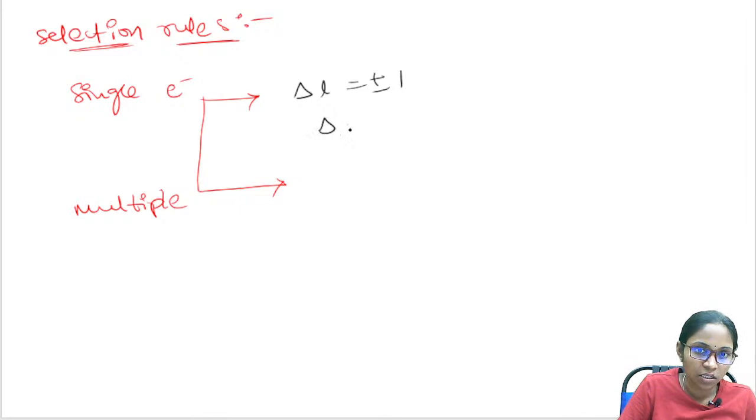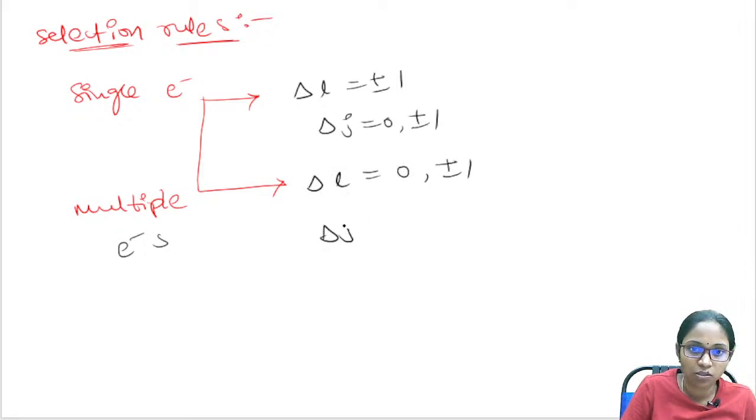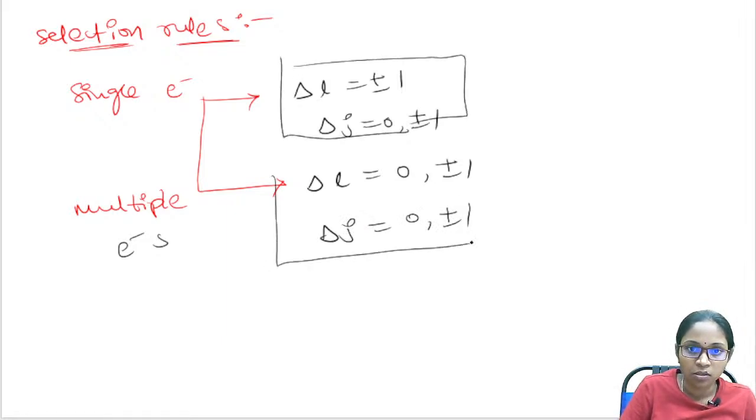and delta J value will be 0, plus or minus 1. And for multiple electrons, delta L value is 0, plus or minus 1, and delta J is 0, plus or minus 1. These are the selection rules.